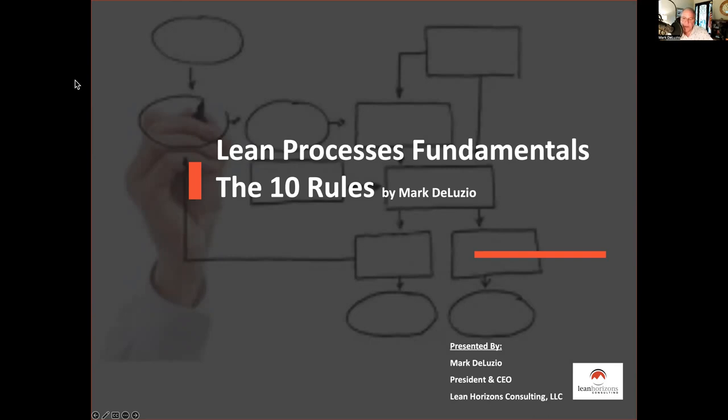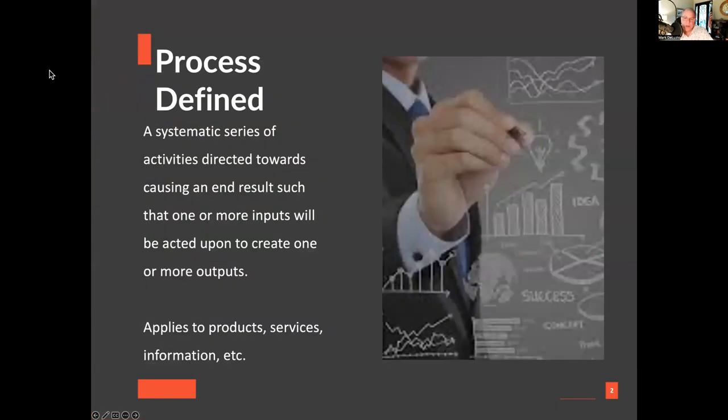Now, the first thing I want to do is talk about what really is a process. And I've got a definition here. You probably have your own definition, but a systematic series of activities directed towards causing an end result such that one or more inputs will be acted upon to create one or more outputs. Now, it applies to products, to services, information, any kind of process where you're expecting an outcome has to be a result of some semblance of a process. Otherwise, you're not going to get the consistency and the sustainability as you look at this on an ongoing basis.